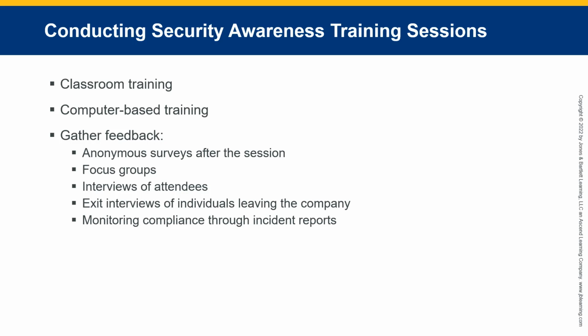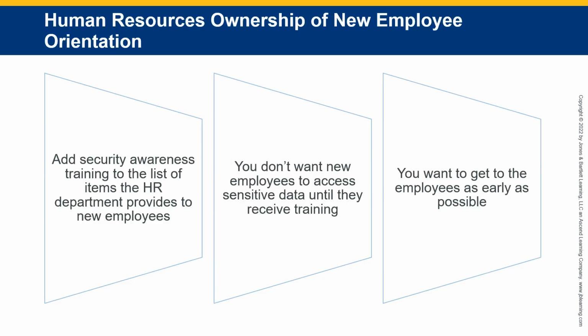Then monitoring compliance through incident reports. Human resources, ownership of new employee orientation. These are things they need to do. Add security awareness training to the list of items that the HR department provides to new employees. You don't want new employees to access sensitive data until they receive training. And you want to get to the employees as early as possible. The sooner you get to a new employee about anything, the quicker they will experience success.